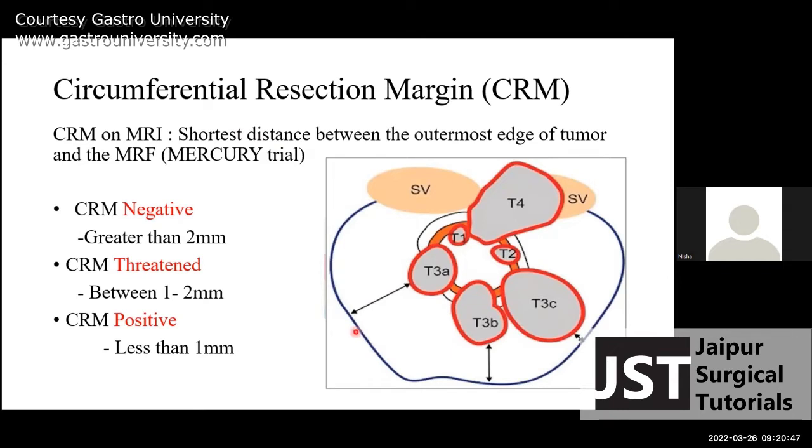And it was defined that those patients who had a CRM greater than 2 mm, that is, the distance between the edge of the tumor and the mesorectal fascia more than 2 mm, were considered CRM negative. Those between 1 to 2 mm were considered threatened, and those with less than 1 mm were considered positive. And essentially in all threatened and positive CRM, it is advised to go in for neoadjuvant chemoradiotherapy.